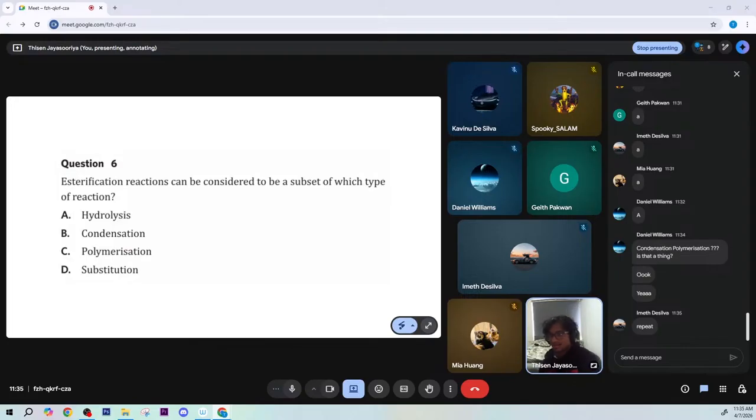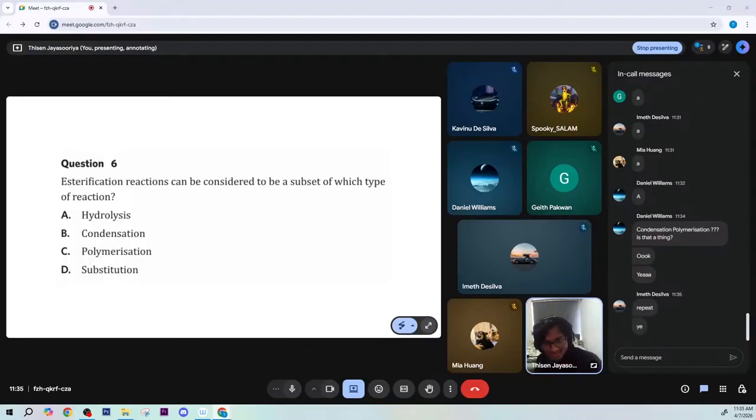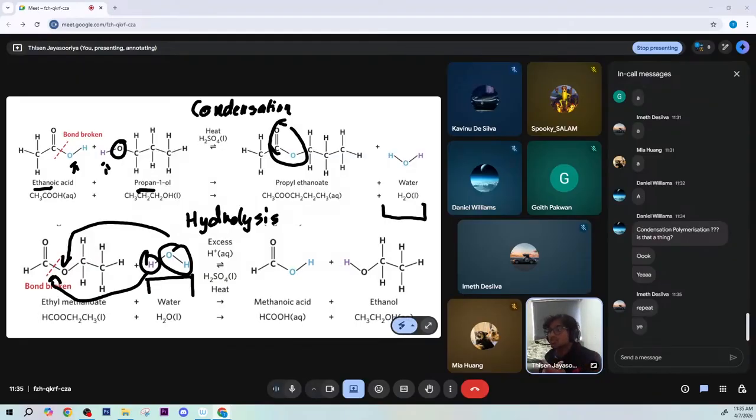So, repeat what I said. All condensation reactions have a hydrolysis as their reverse reaction.